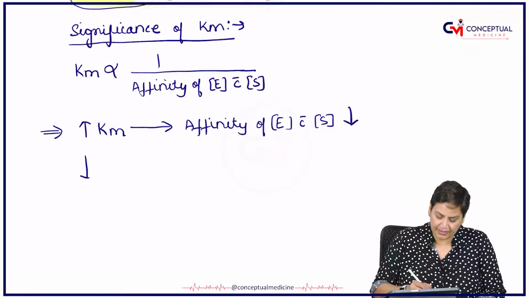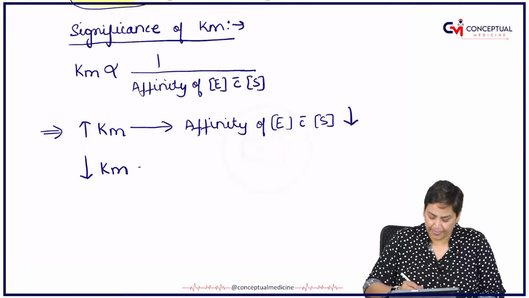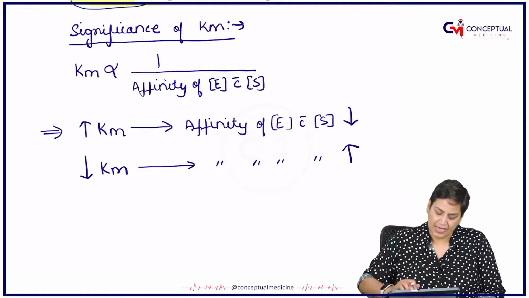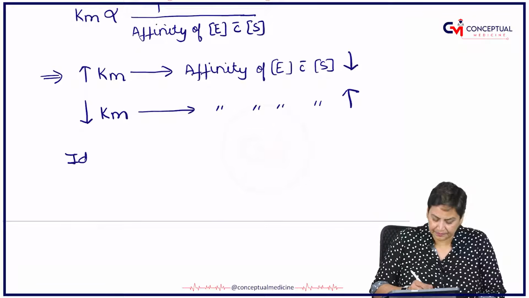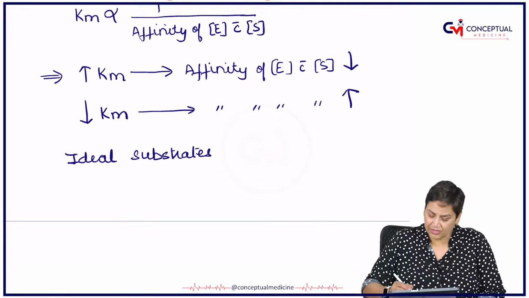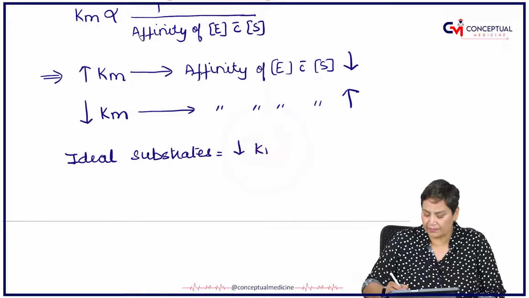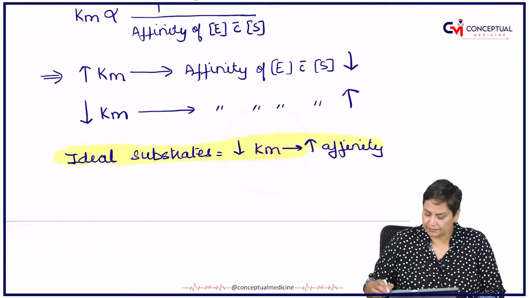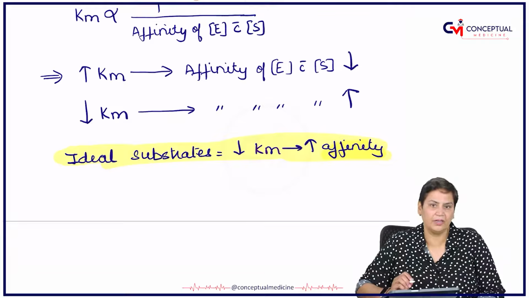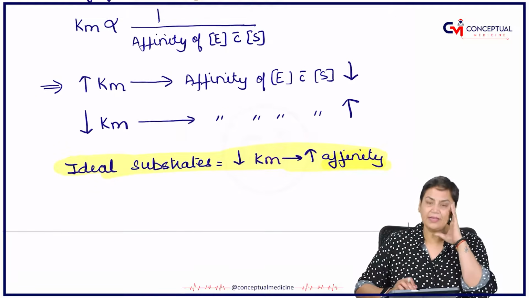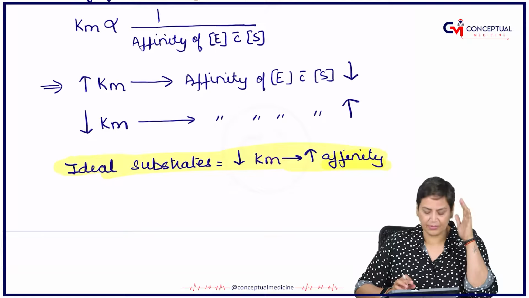And if we talk about any enzyme which has low Km, the affinity of the enzyme with the substrate would be more. And if we talk about the ideal substrates, ideal substrates also always have low Km or high affinity. Very important. This is the significance of the Michaelis-Menten equation, where they simply said that Km is inversely proportional to the affinity of the enzyme with the substrate.